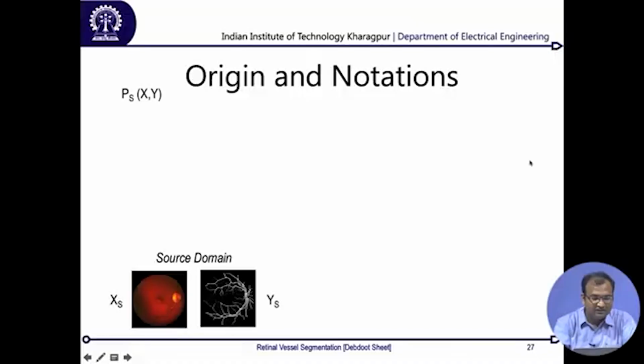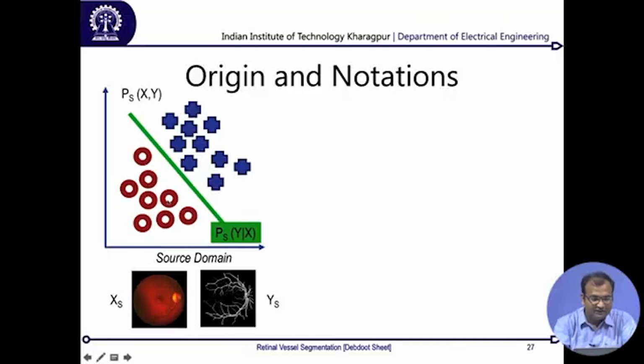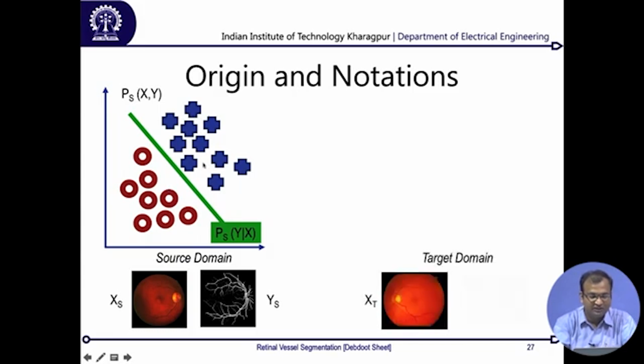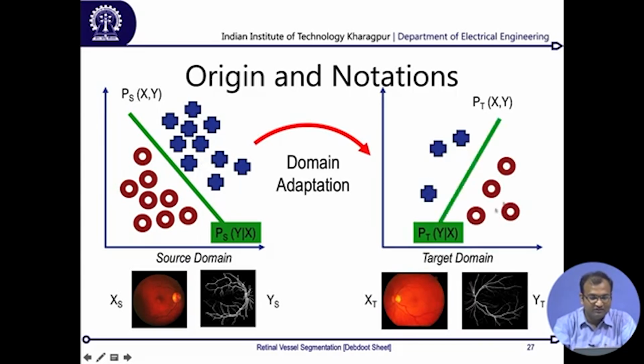Now on the notation side, these are the two classes. Maybe the circles represent the background and the pluses represent the vessels, and any kind of classification margin is basically this line which you can draw in order to segregate them. So this is what a typical classification problem would be defined as. Now in the target domain you would have a similar thing. Domain adaptation's basic definition is: can you shift this separation margin, or the classification margin, in a way such that it can actually adapt to classify in the target domain as well?